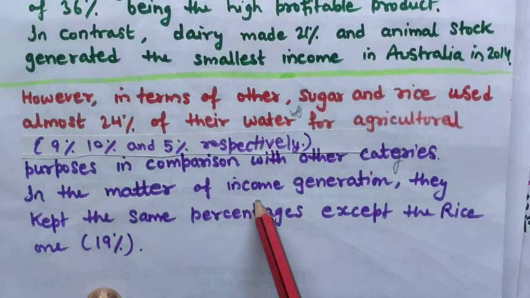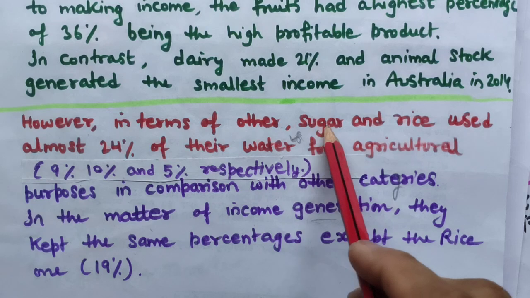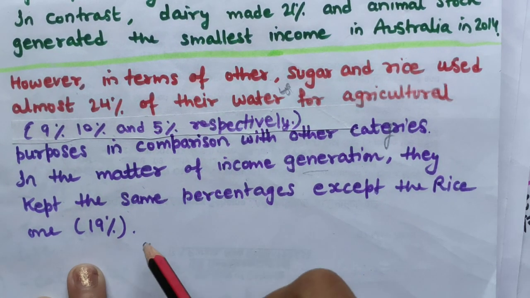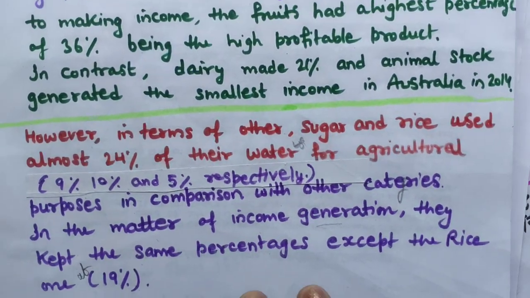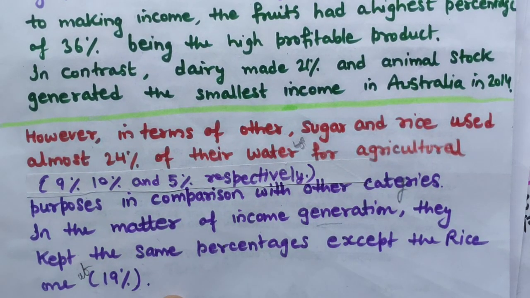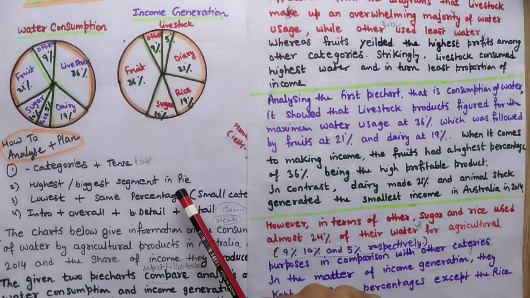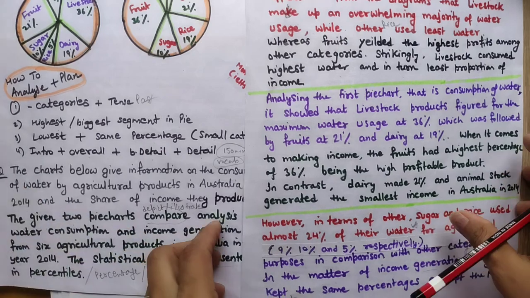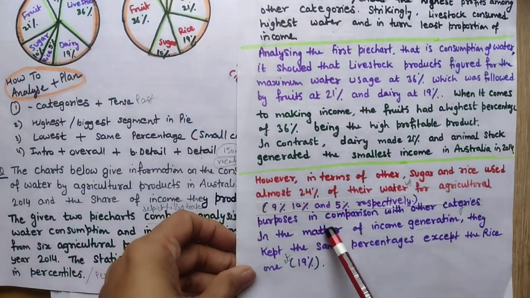In the matter of income generation, they kept the same percentages, they are talking about sugar and all, except the rice one at 19%. See this, how I have written, I have given it to you in a simple way. You can get more bands with this writing. See this, how I have planned. You can use it for every kind of diagram. This is my introduction. Okay, this is my overall paragraph, and then the first paragraph, and then the second body detail paragraph.